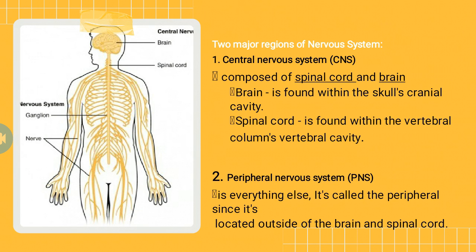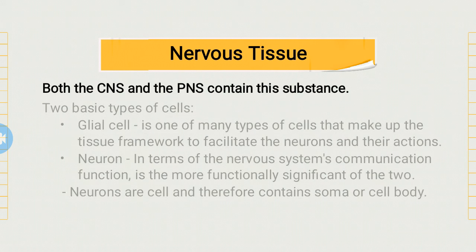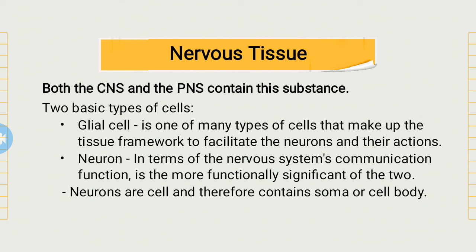The second major region of the nervous system is the peripheral nervous system. It is everything else; it is called peripheral since it is located outside of the brain and spinal cord. Examples of the PNS are the spinal nerves and the cranial nerves. Nervous tissue, in both the CNS and the PNS, contains two basic types of cells, known as the glial cell and the neuron.